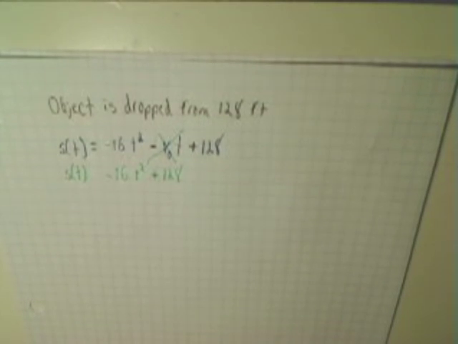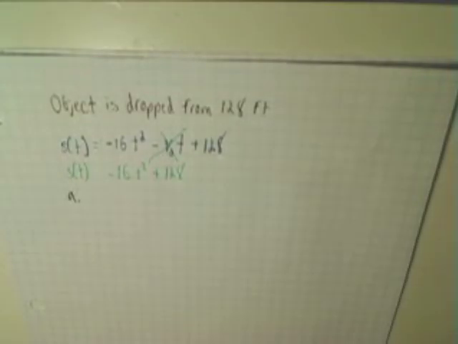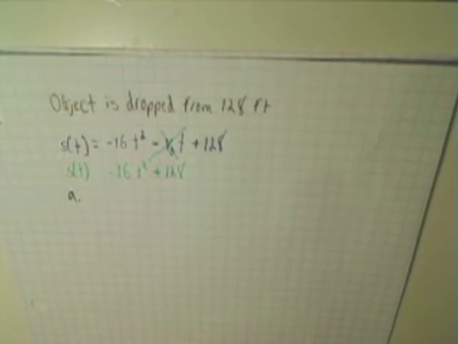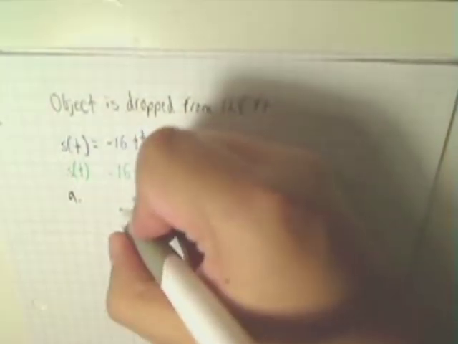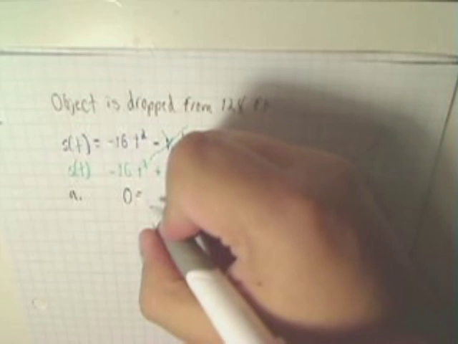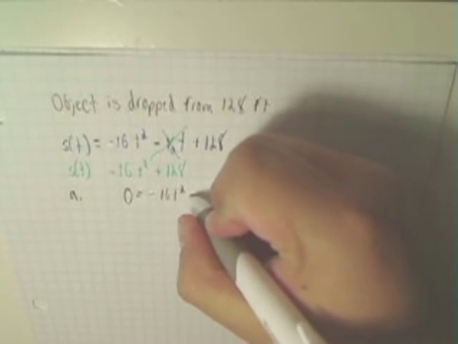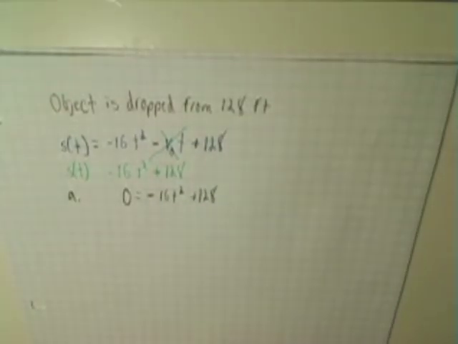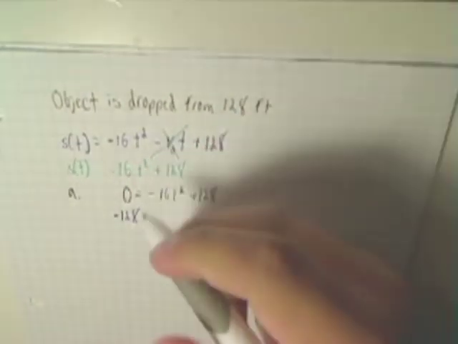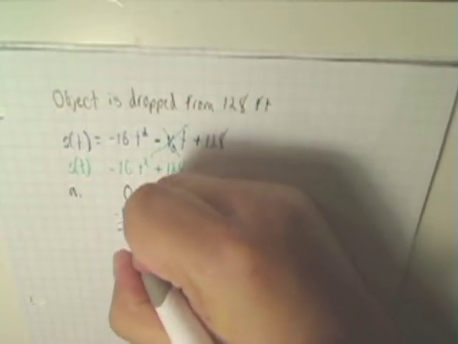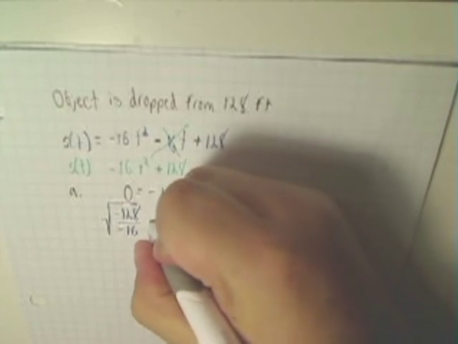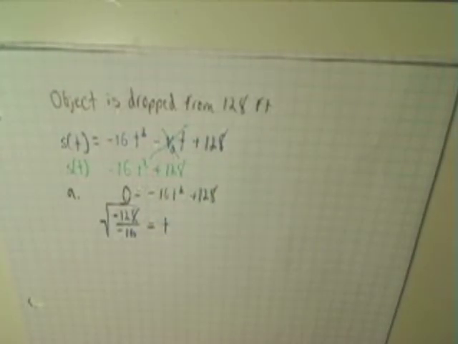We are first asked for A, when does this object hit the ground? To find this point, we set S of t equal to 0. So 0 equals negative 16 t squared plus 128. Subtract 128 from each side. Divide by negative 16. Take the square root of that function. That's how you get t, where S of t equals 0.